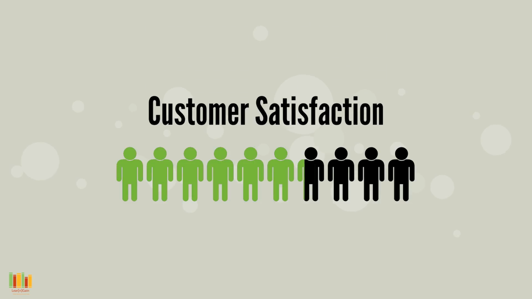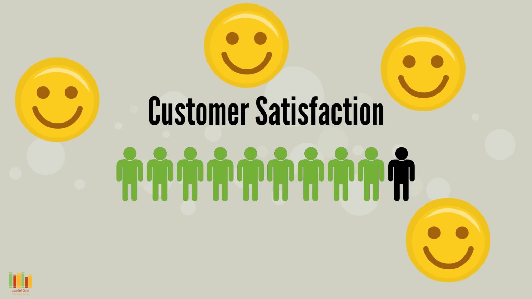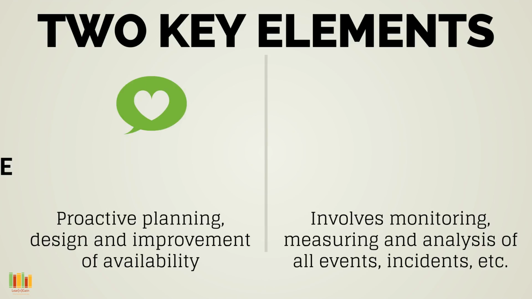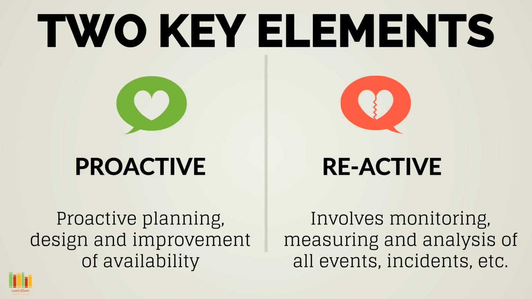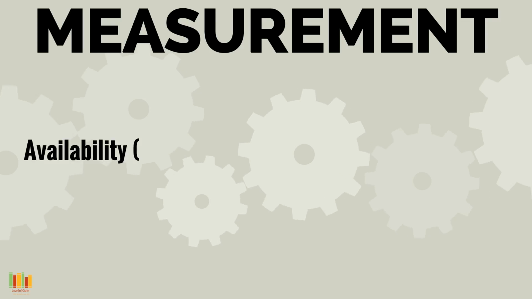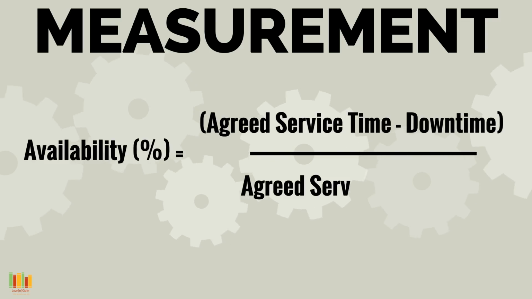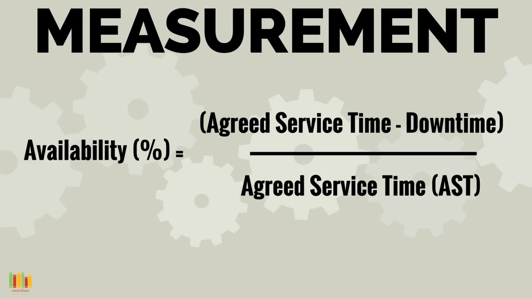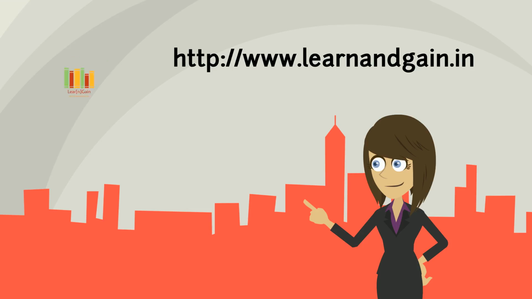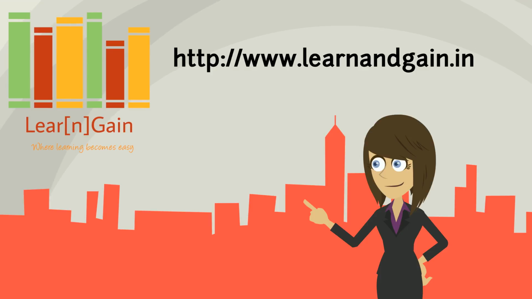Customer satisfaction improves greatly as long as the services are readily available to them when required. There are two key elements to availability management. One is proactive, to plan and design proactively. The other is reactive, to analyze all events and incidents. Availability is measured as the percentage of the system uptime to its agreed service time. We were able to provide you a basic understanding on availability management.